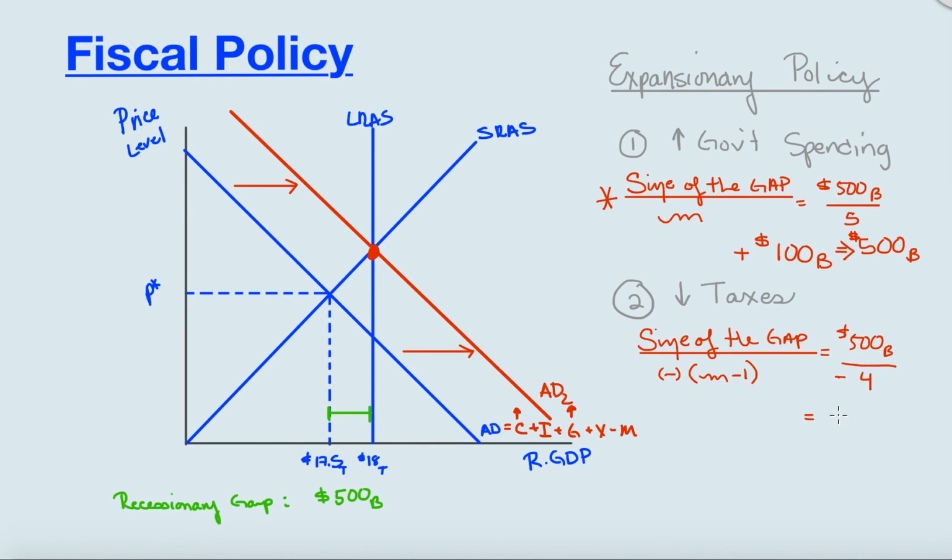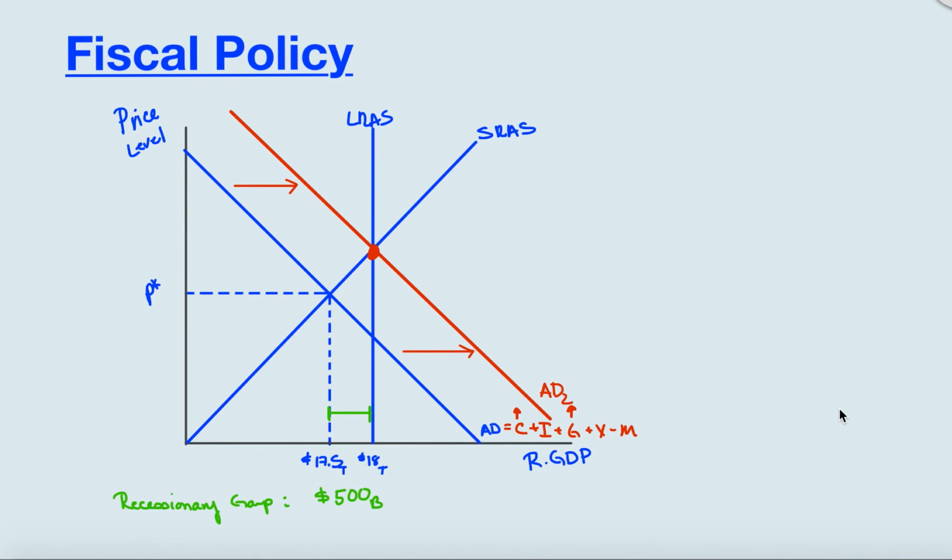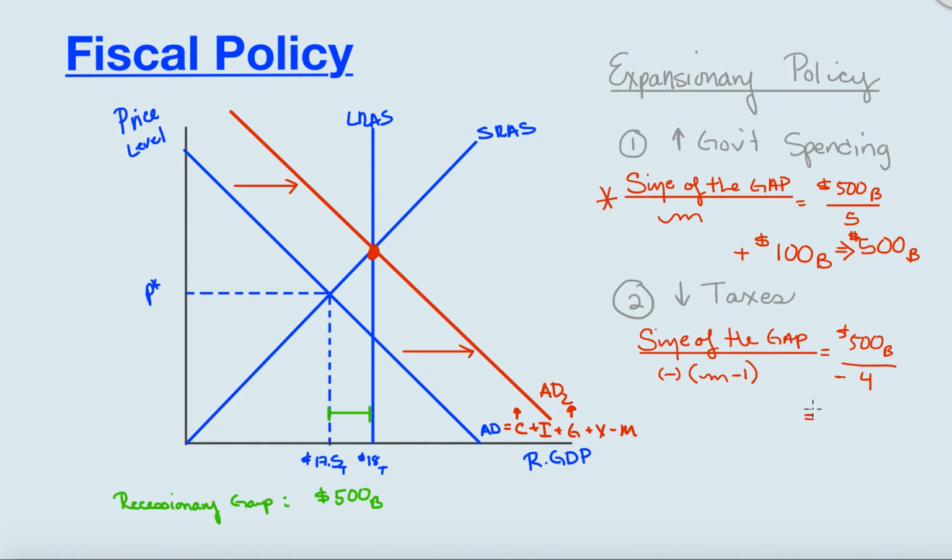So that means that it looks like we're going to have to, I just wanted to move that equals sign over here, we're going to have to decrease taxes by $125 billion in order to bring us $500 billion of new consumption spending.